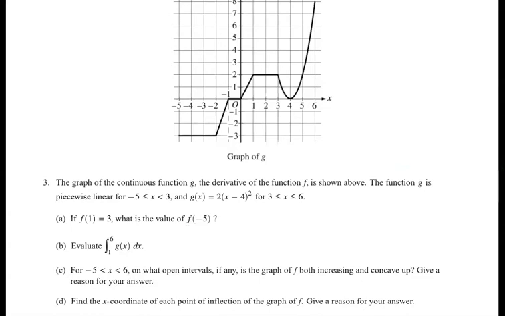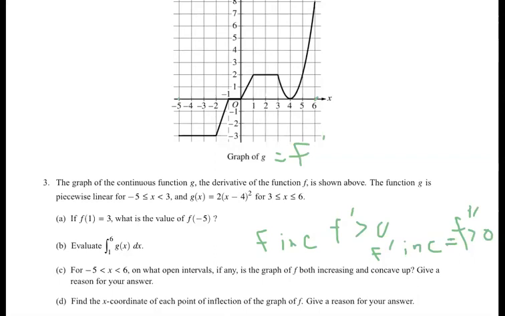Okay, then we got part C. Part C says from -5 to 6, so we're going all the way across. On what open intervals, if any, is f both increasing and concave up? So f increasing is wherever f prime is greater than 0. Now remember, this is f prime. And concave up is wherever f prime is increasing, which means the second derivative would be greater than 0. F prime is increasing is the same as f double prime being greater than 0.